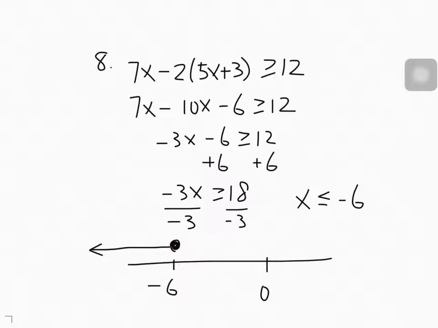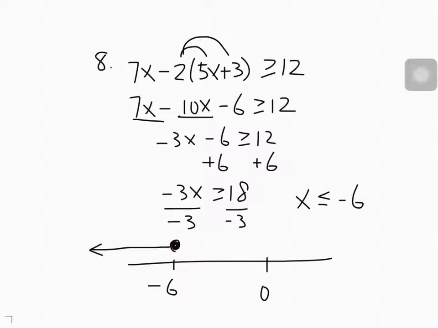First, by distributing the negative 2 to the parentheses. So we have 7x minus 10x minus 6 greater or equal than 12. Combine like terms, 7x with negative 10x. So we have negative 3x minus 6 greater or equal than 12. Plus 6 to both sides. Negative 3x is greater or equal than 18. Divide both sides by negative 3.